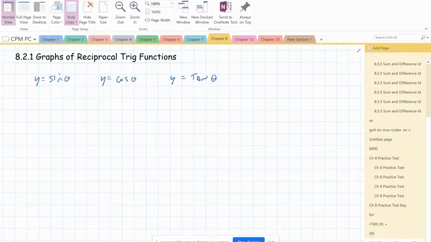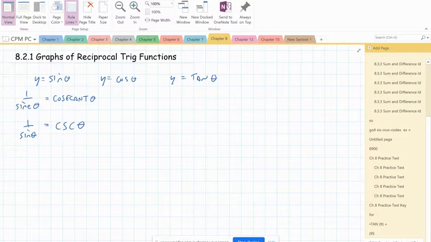If we take the reciprocal of sine, we define that as the cosecant function. So I'll write this out in full words and then the abbreviation. So 1 over sine theta is the same as cosecant theta. And so we write that as an abbreviated form, looks like this. CSC is the abbreviation for cosecant.